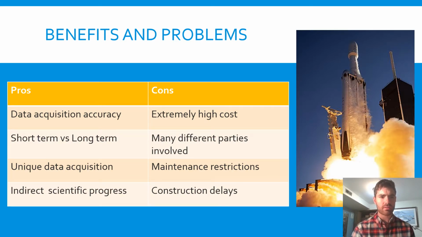Moving on to pros, the data acquisition is very accurate. The data is very unique. You can't get any of these data systems and acquisition of data from anywhere else in the world besides from these telescopes that are orbiting.